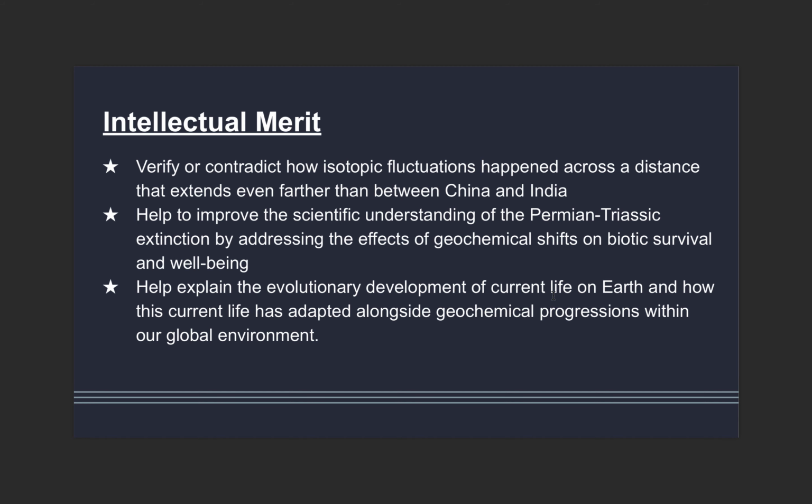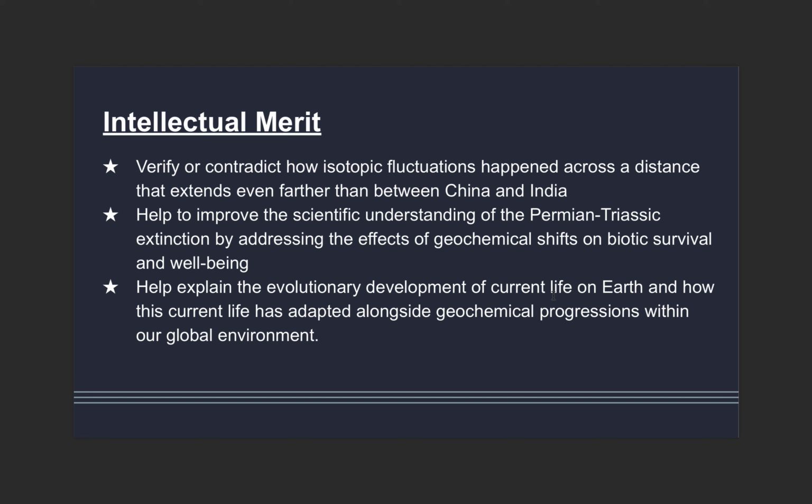Depending on whether or not my results coincide with the previous studies conducted by different scientists, the hypothesis about the cause of the Permian-Triassic extinction will either be supported or rejected. My research will primarily be used to verify or contradict how isotopic fluctuations happened across a distance that extends even farther than between China and India, in terms of where these countries were geographically located during the Triassic period. In addition, my study will help to improve the scientific understanding of the Permian-Triassic extinction by addressing the effects of geochemical shifts on biotic survival and well-being.